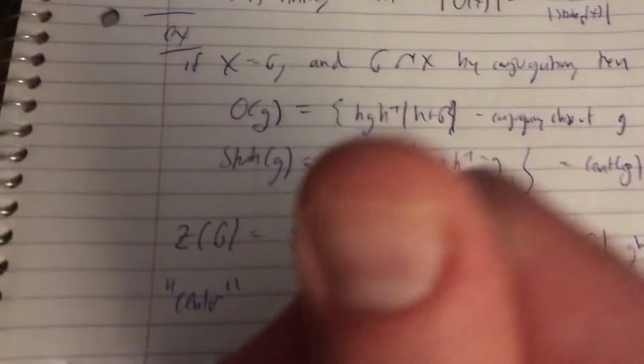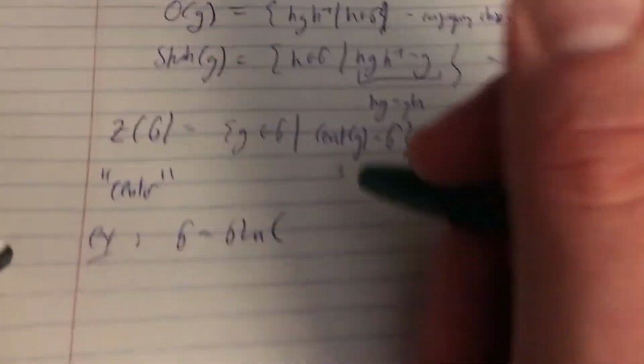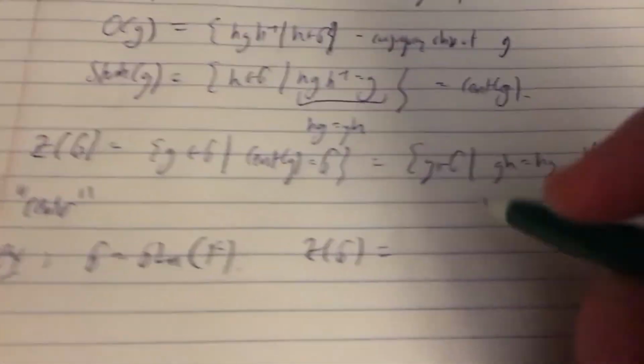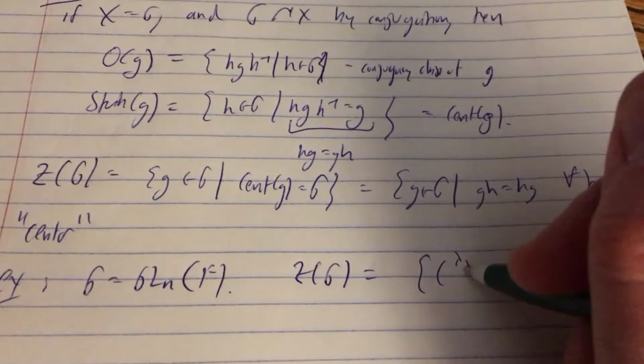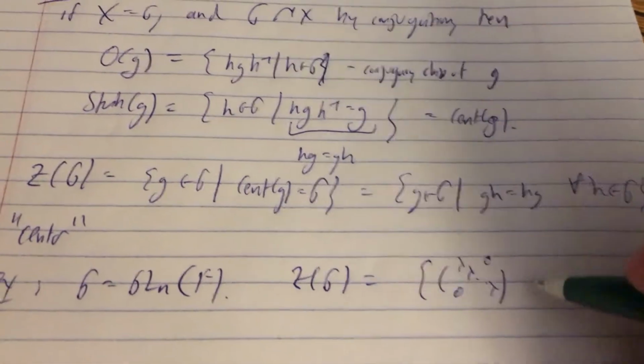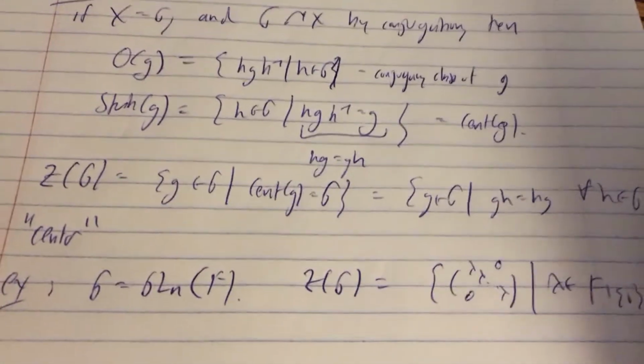So let me give you an example of that. If G happens to be GL_n(F), for some field F, the center of G is precisely the matrices of the form lambda, lambda, lambda, lambda down the diagonal, such that lambda is in F minus 0.